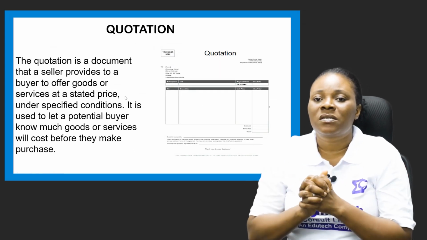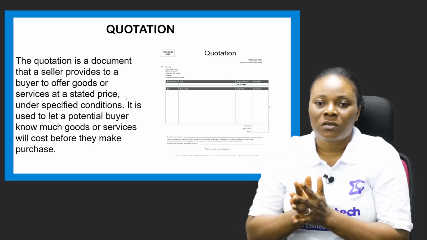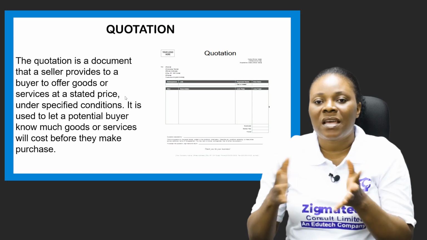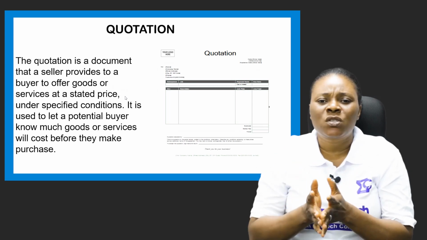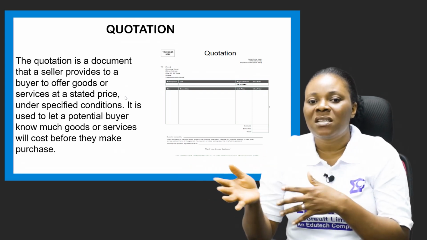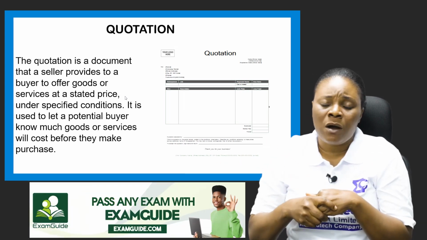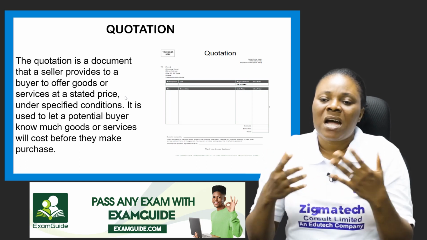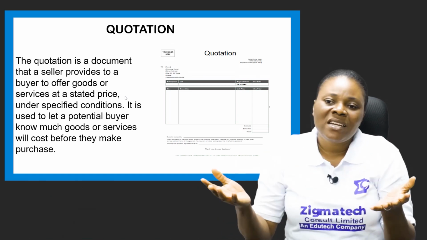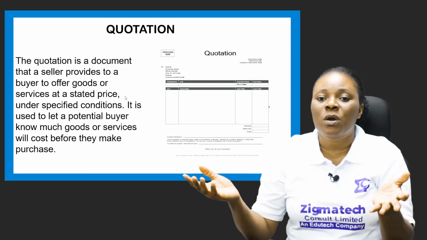The third sales document we'll be looking at is called the quotation. A quotation is also another document that is prepared by a seller. It's a document that a seller provides to a buyer to offer goods or services at a stated price under specified conditions. If, for example, now I have an event and I need someone to maybe help me with cooking, all I need to tell the service provider is, okay, give me a quotation of what you are going to do.